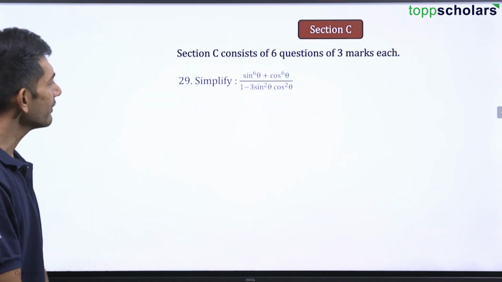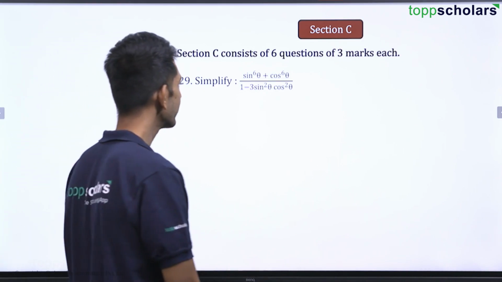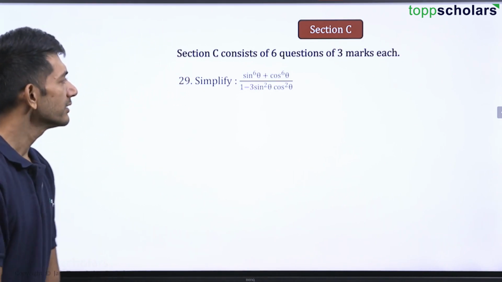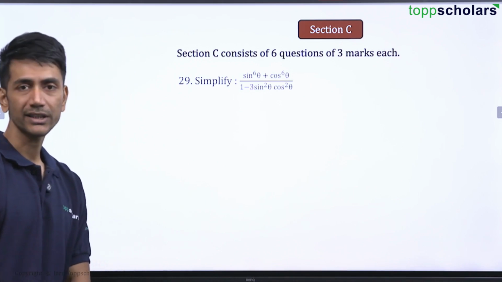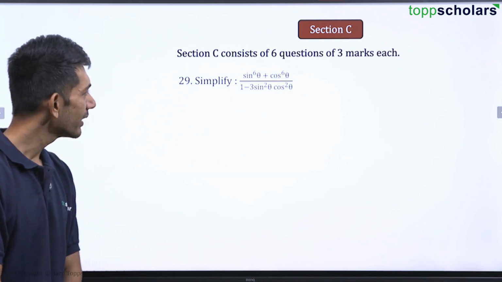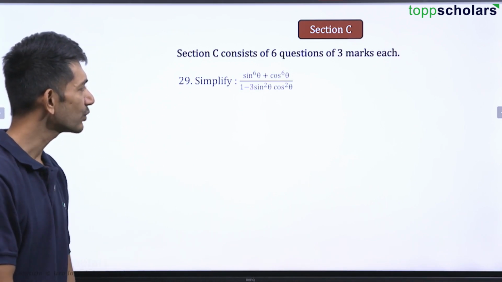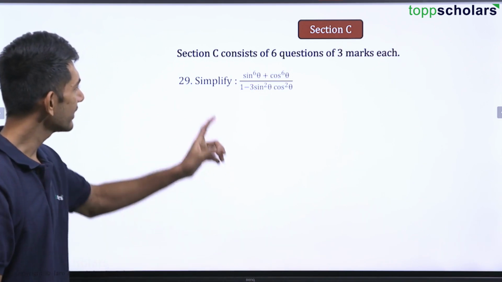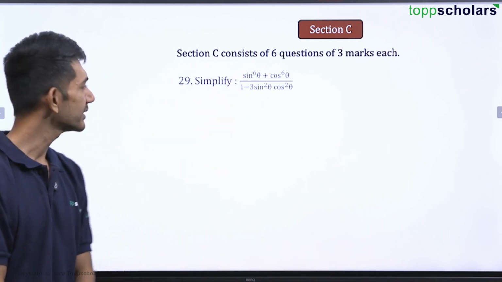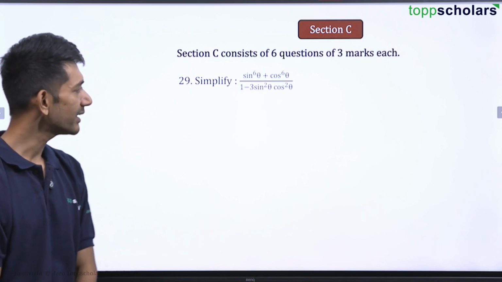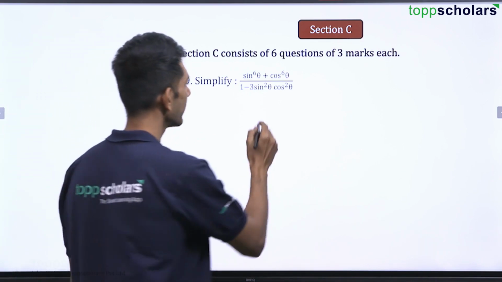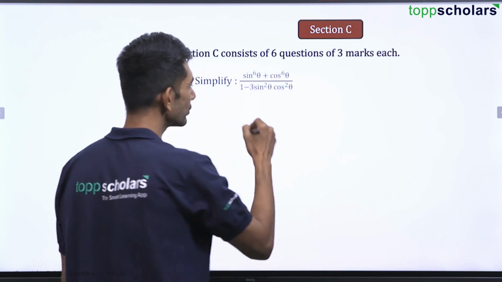Here we have a new question. This is an interesting question. It says simplify sine raised to 6 theta plus cos raised to 6 theta by 1 minus 3 sine square theta cos square theta. Sine raised to 6 theta plus cos raised to 6 theta by 1 minus 3 sine square theta cos square theta.